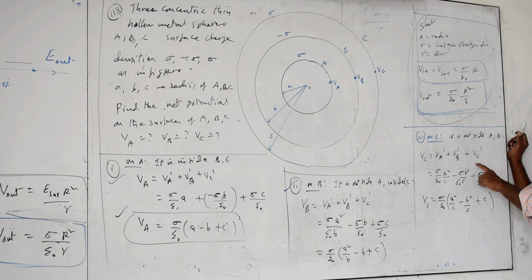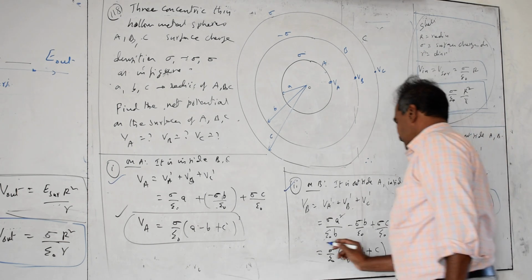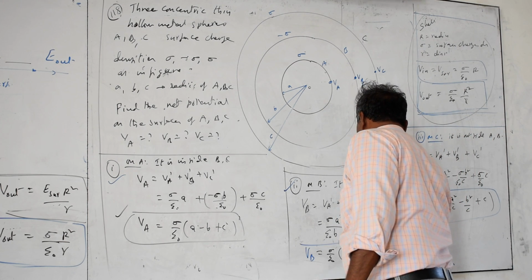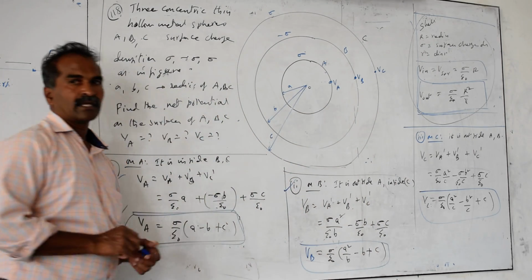Same as before, but plus sigma, it is on the surface, surface inside same, sigma by epsilon into its radius. The surface formula is this one. Taking sigma by epsilon out common: A square by C minus B square by C plus C. This is the formula you have to get for surface C. These three formulas are the prime results. So the option is A, you check that.